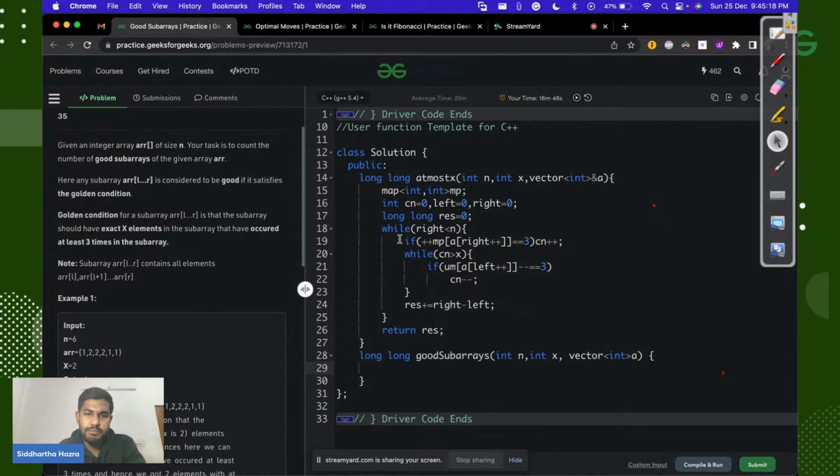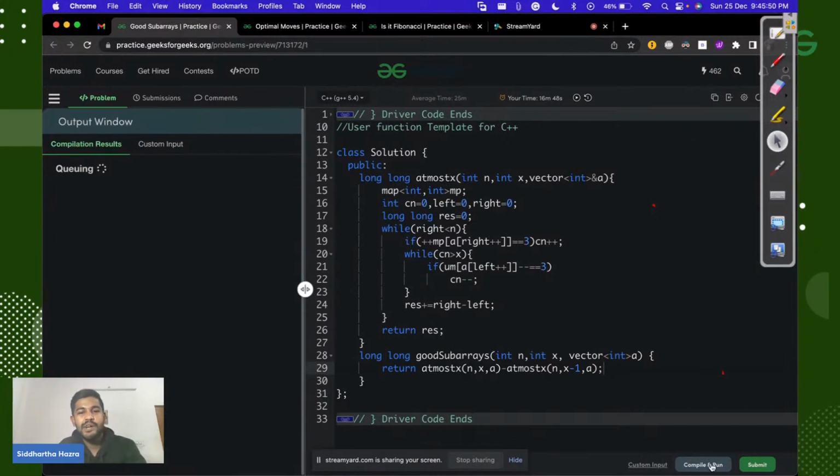Now the answer is very simple. For exactly x, I would return atMost of n comma x comma a, subtract atMost of n comma x minus 1 comma a. At most x minus at most x minus 1 would give you exactly x. Let us compile and run and see how many errors we make.